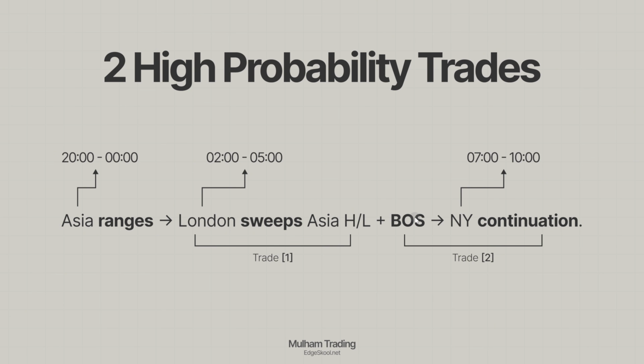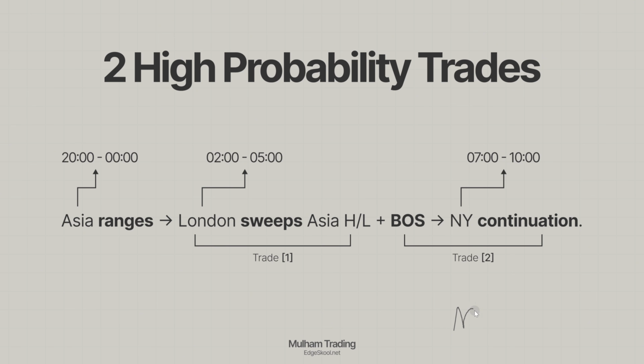Now trade 2 is when we have this happening: London sweeping the Asia high or low, then we have a breakout structure on the other side, and then we can have a New York continuation. That means we already have the direction. Now we're going to blend these specific frameworks with our setup of the day, and that's how we can have high probability trades, focusing on quality rather than quantity. Now you could take trades even without this framework, but if you want to focus on higher probability trades, then you would do this.